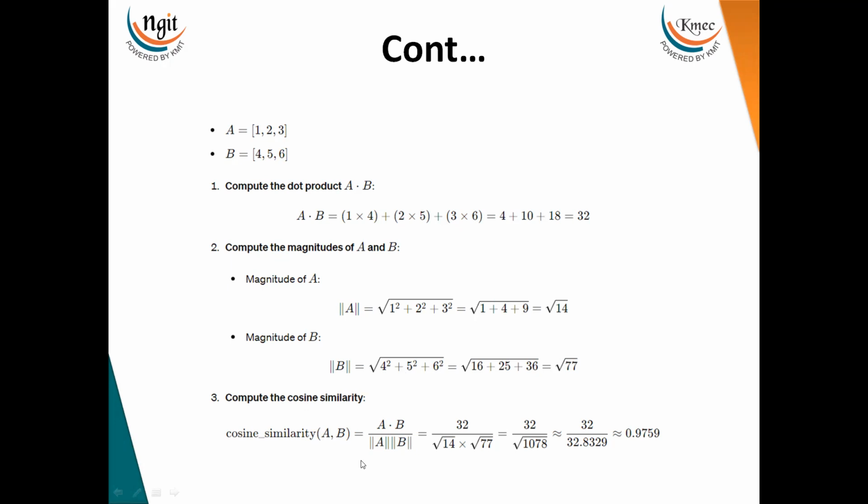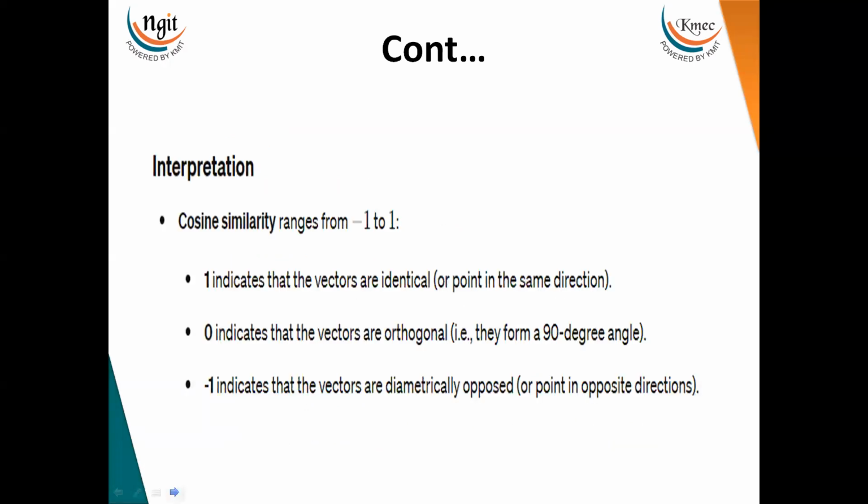Now I'll put all these values in the formula and I'll get the final outcome. So my product of A and B is 32, the magnitude of A is root of 14, the magnitude of B is root of 77, and when I put all the values in the formula, my final outcome will be 0.97. So this is about cosine similarity.